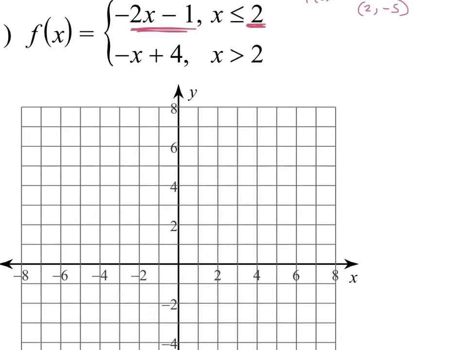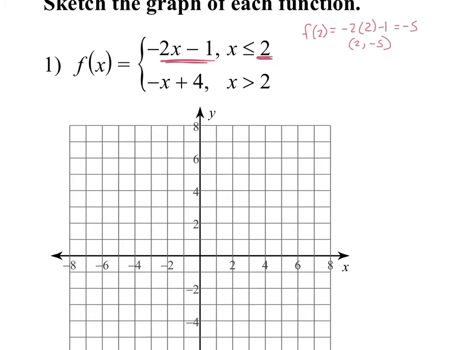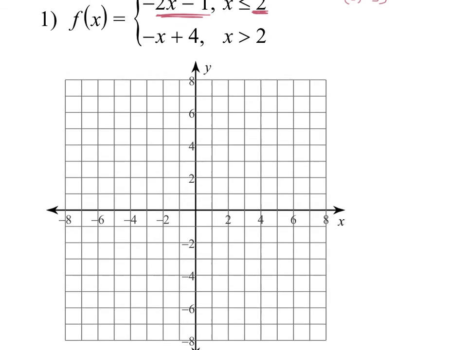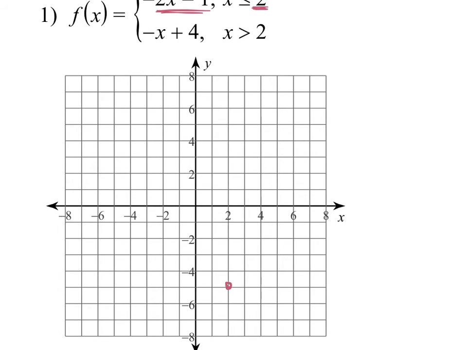So we're going to go to our graph. Since this is less than or equal to, we know it's going to be a closed circle at this point. So we go to the right 2 and down 5 and put a closed circle there.